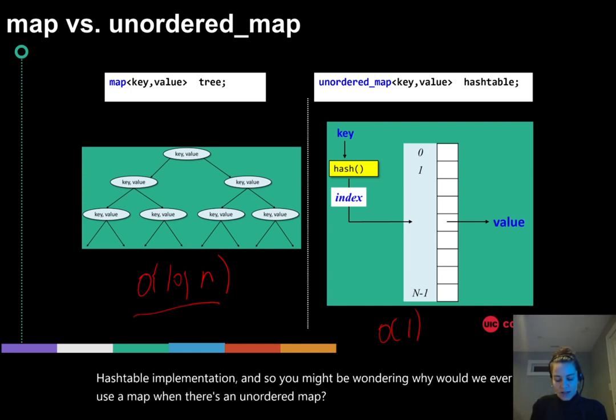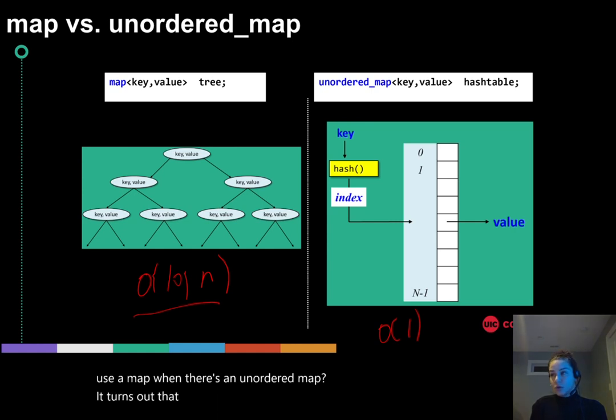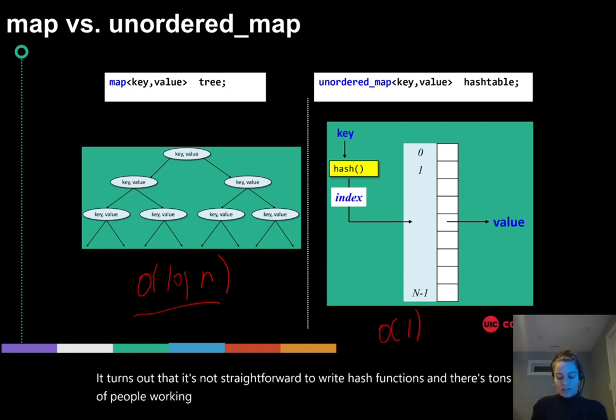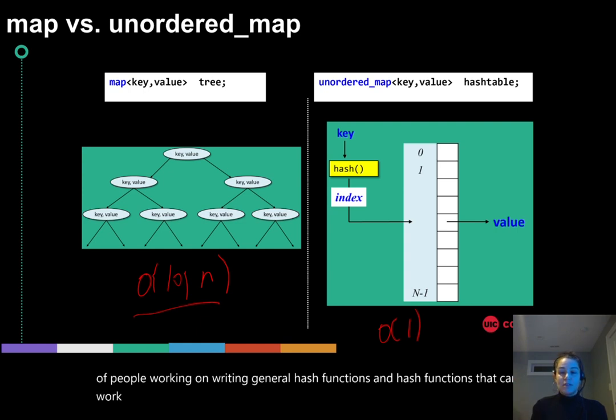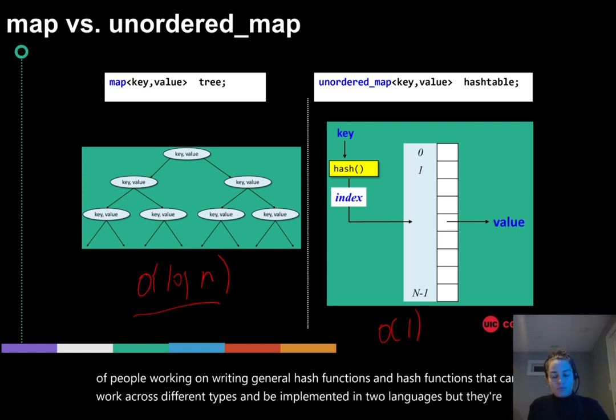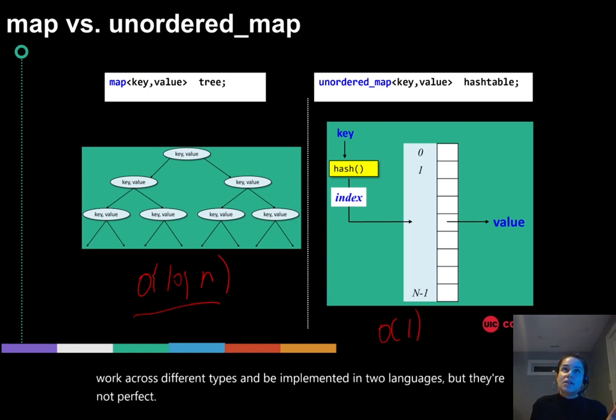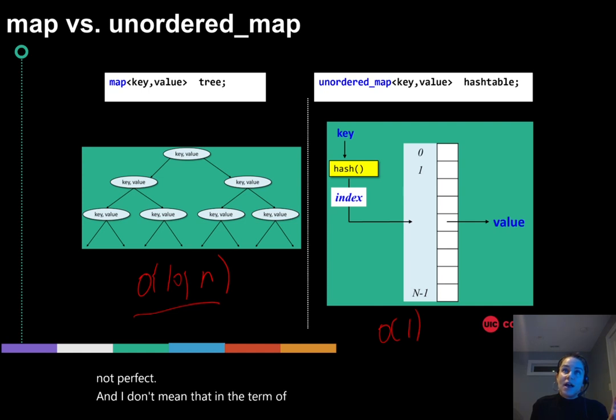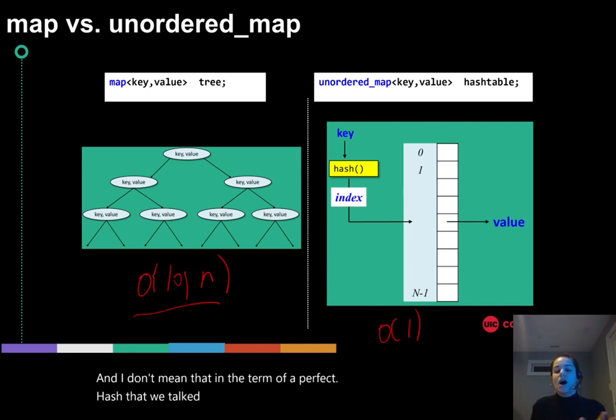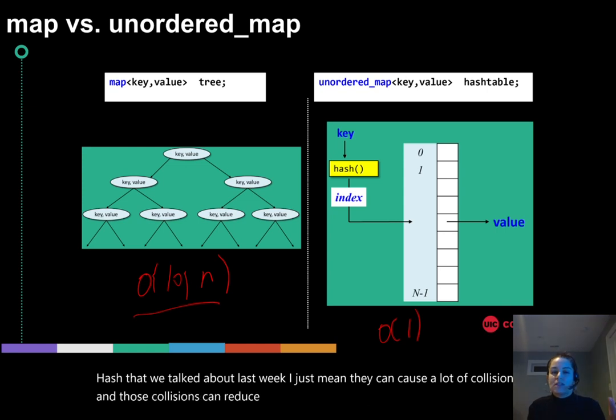Well, it turns out that it's not straightforward to write hash functions, and there's tons of people working on writing general hash functions and hash functions that can work across different types and be implemented into languages, but they're not perfect. And I don't mean that in the term of a perfect hash that we talked about last week. I just mean they can cause a lot of collisions, and those collisions can reduce the unordered map to basically as good as a map, or sometimes worse.